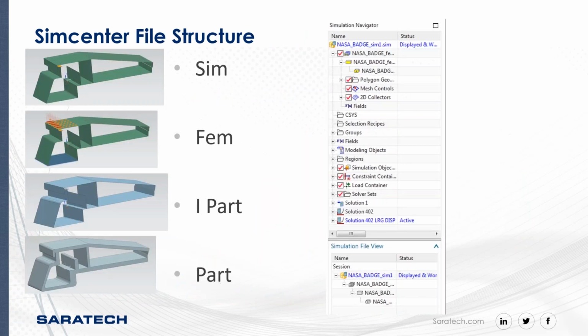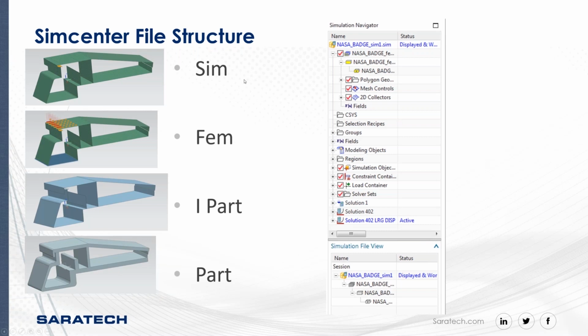So a brief overview of the file structure before we begin here inside Simcenter. I have a lot of questions that come up related to the file structure. On the right, I'm showing the simulation navigator with the simulation file view. This is very helpful when you're inside of Simcenter trying to figure out why you can't access buttons, where they're available, and things like that. And I'll get into detail coming up in a second.